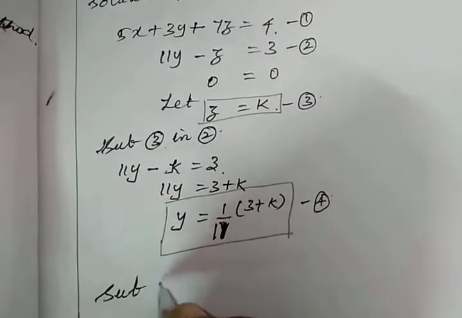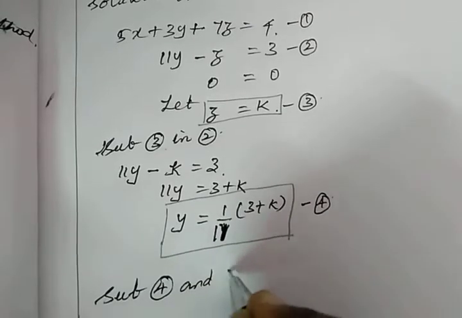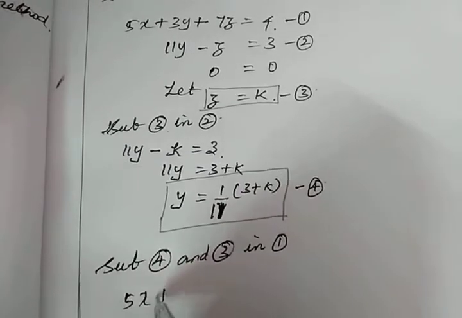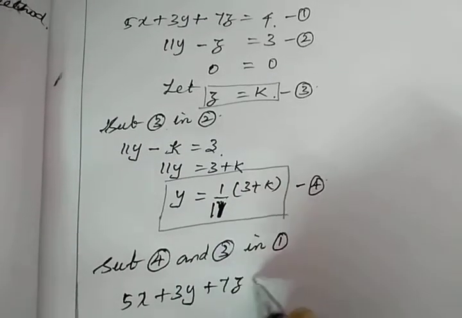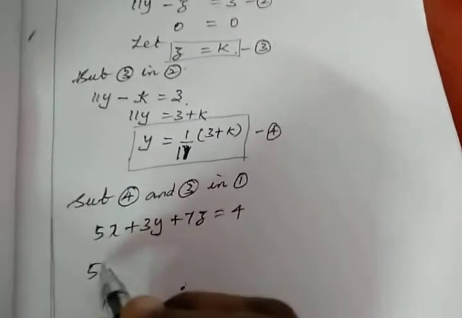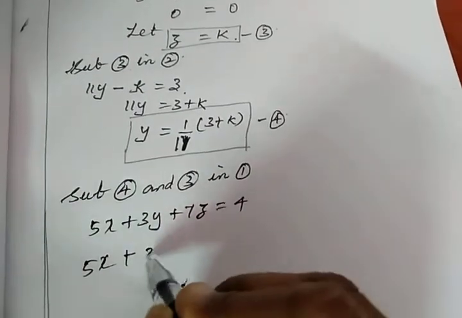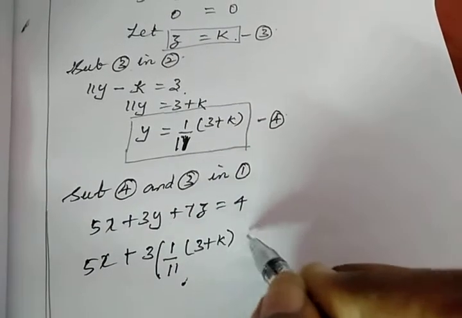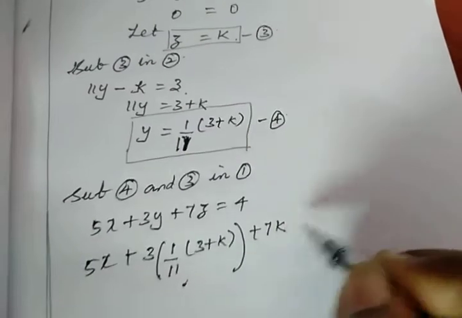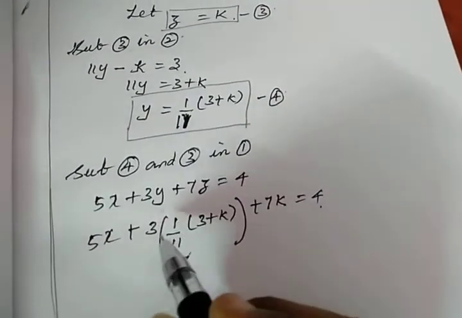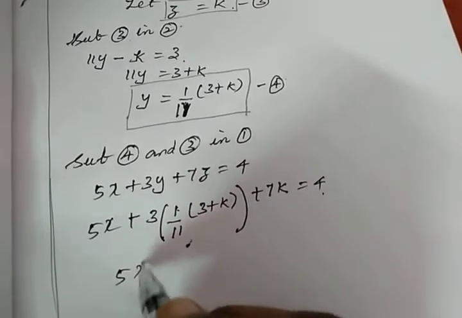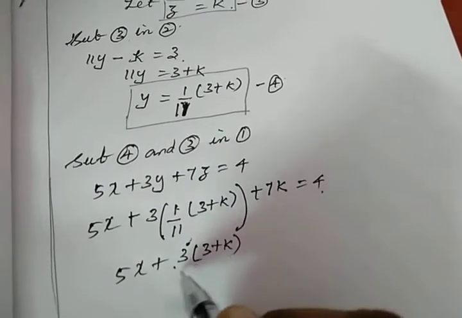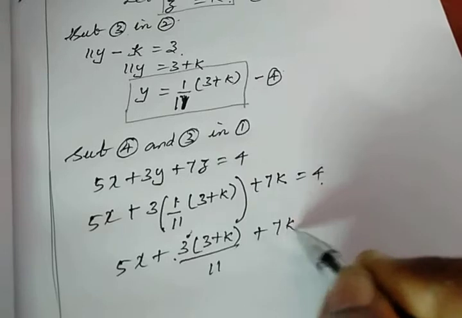Substitute number 4 and 3 in 1. What is the first equation? 5x plus 3y plus 7z equals 4. 5x we have to find. 3 into 1 by 11 into 3 plus k, plus 7z is k, equals 4. Now 3 in 3 1 is 3. 5x plus 3 by 3 into 3 plus k the whole divided by 11 plus 7k equals 4.